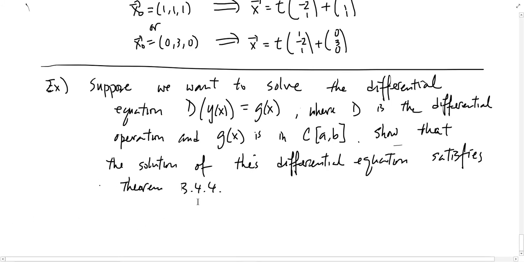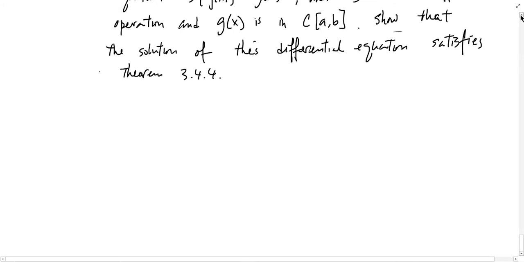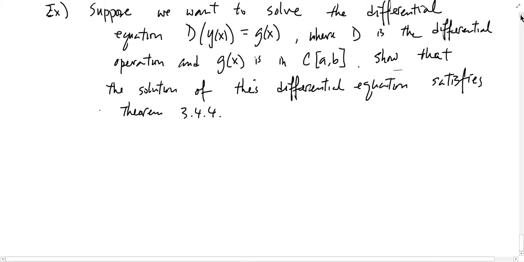Well, let's take a minute to think. Remember, if I want to apply theorem 3.4.4 to solve a linear equation, what I need to do is simply note that I need to find a homogeneous solution and a particular solution, and then see how they work. So first thing I want to talk about would be the homogeneous solution, or the null space.